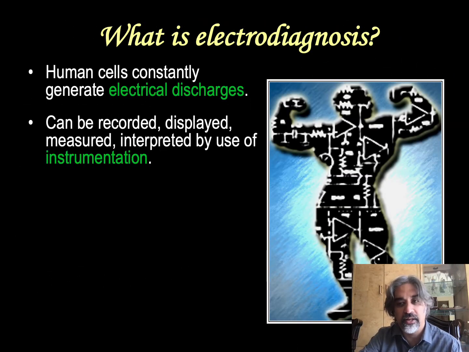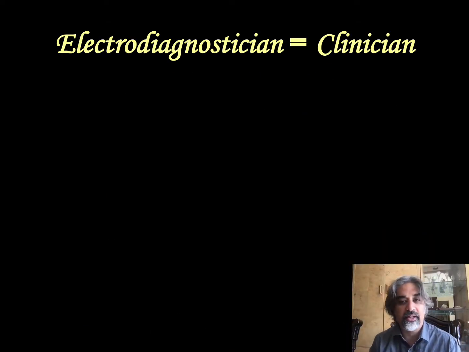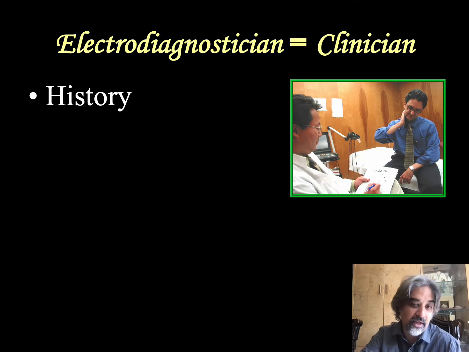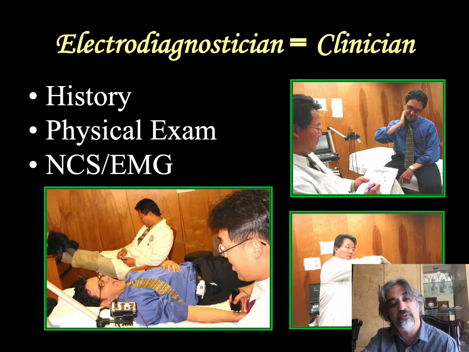So what is electrodiagnosis? Well, the human cells are constantly generating electrical discharges, and these can be displayed on a screen. And when you have a disease, it alters the way these look, and you can use interpretation of those changes to direct diagnosis and clinical management. The electrodiagnostic medicine professional is actually a clinician. So that means, like any clinical service, you take a history, you do a physical exam, then it's followed by the nerve conduction studies and electromyography.